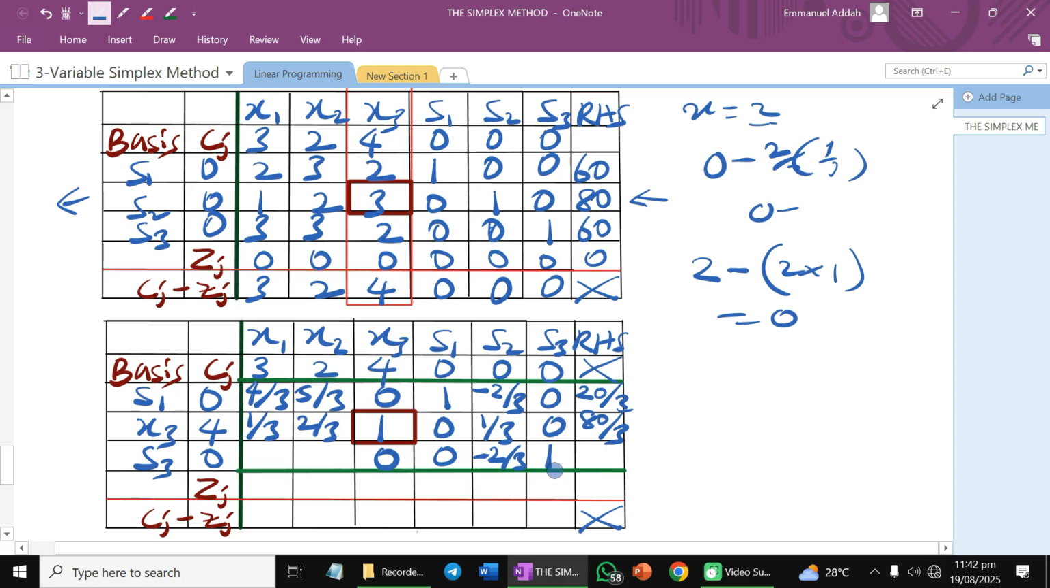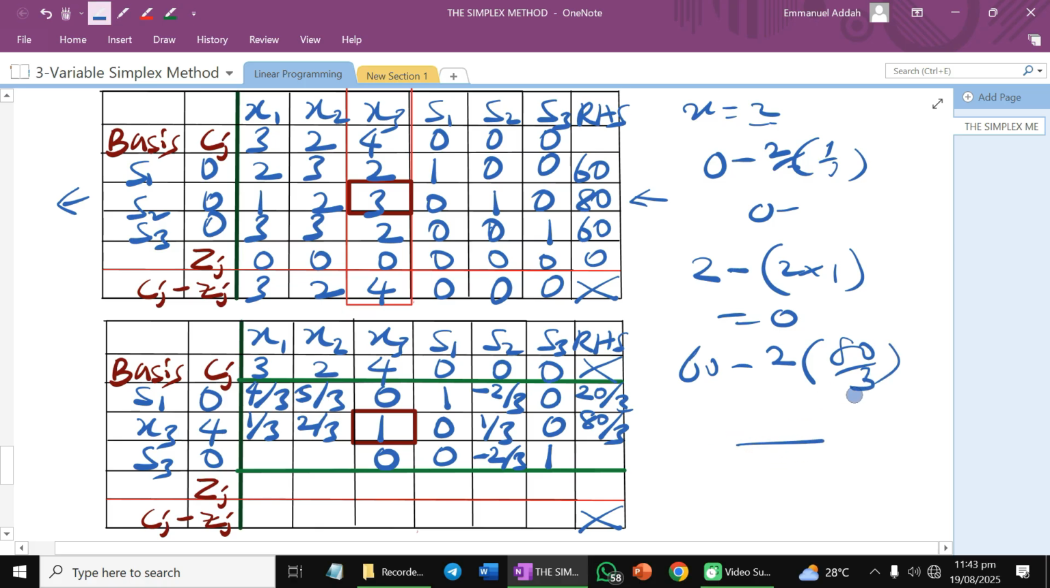You can see this is already 1, but to confirm, if you calculate, you get the same answer. You come to this point: 1 minus 2 times 0. 2 times 0 is 0, then 1 minus 0 gives us 1. And the next one is here: 60 minus 2 times 80 over 3.